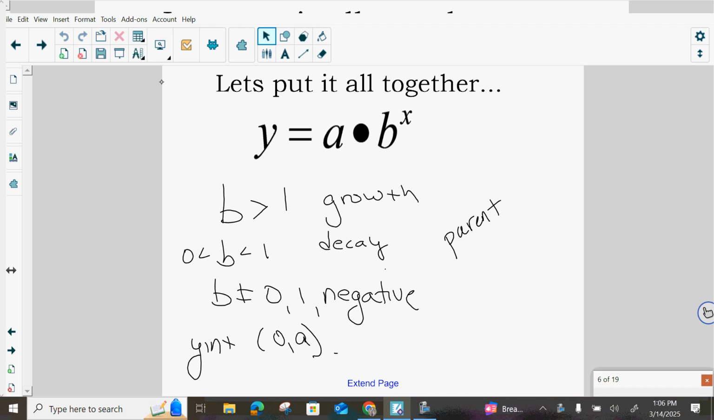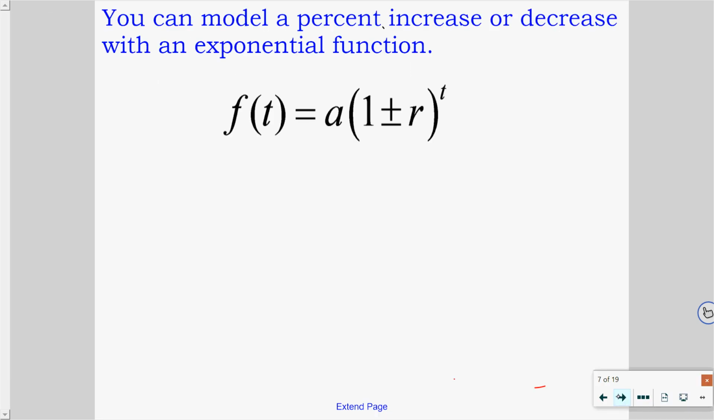We can do it for money problems. Okay, so you guys are going to want to take some notes. So realize that this formula is in the same setup as A times B to the X. Same setup.